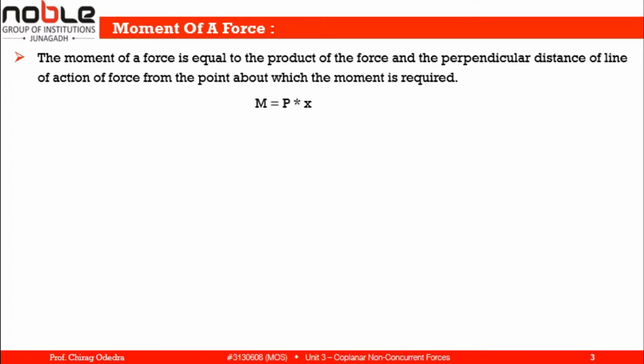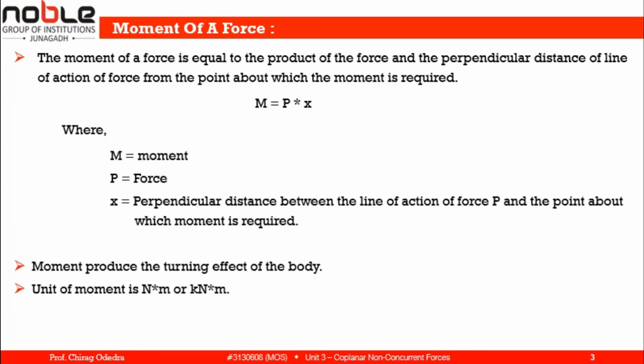So equation of the moment is M equal to P into X, where M is equal to moment, P is equal to force, X is equal to perpendicular distance between the line of action of a force P and the point about which the moment is required. The moment produces turning effect of the body and the unit of the moment is Newton into meter or kilonewton into meter, where a Newton is for force and a meter or mm is for the distance.